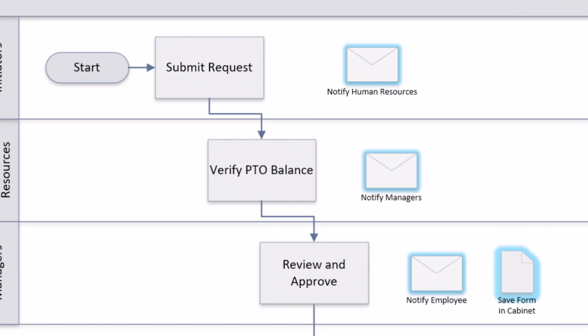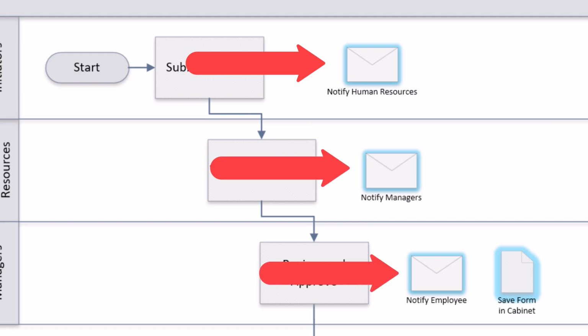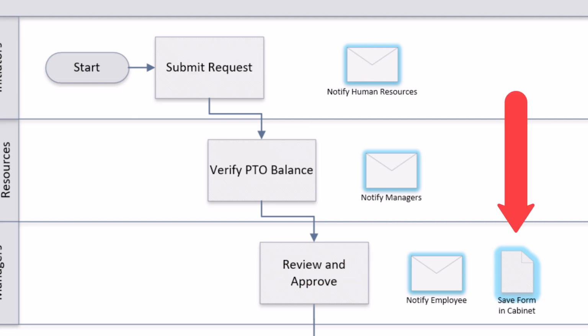For each task, there are notification emails that are sent to alert those involved of the work to do and the final approval decision. The last task also generates a PDF copy of the entire form and submits it into the Human Resources file cabinet.